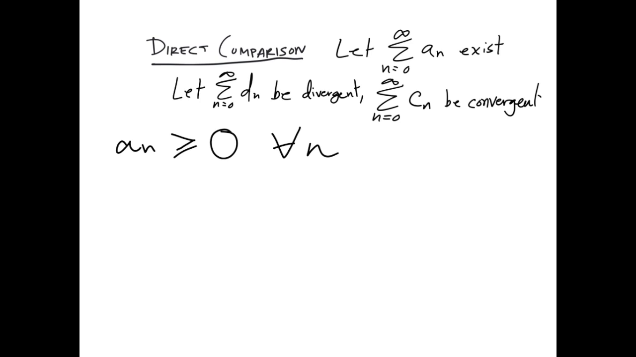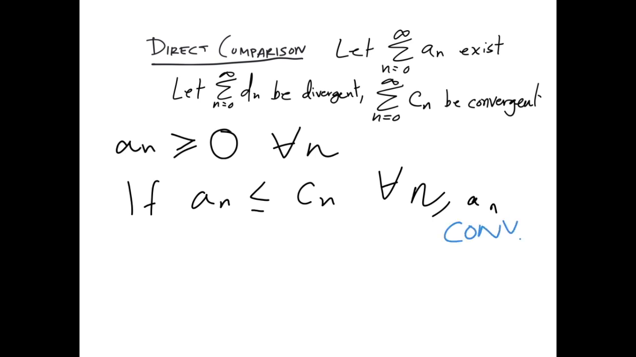If we have it so that an is less than or equal to cn for all n, an will converge. This is saying, hey, I have something that converges and that's above it.